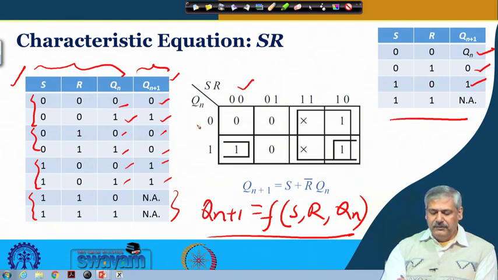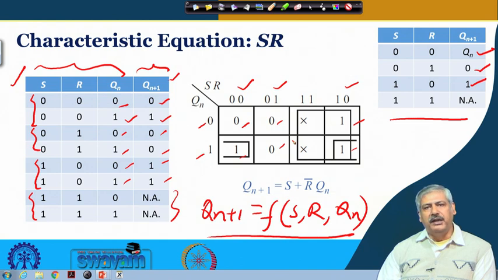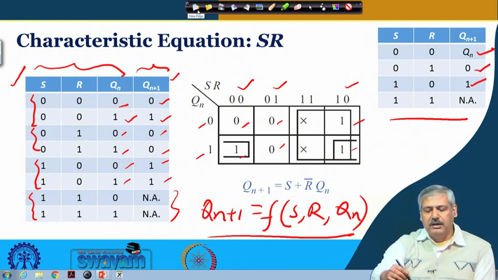For SR 0 0, if Qn is 0, then Qn plus 1 is 0; if Qn is 1, Qn plus 1 is 1. If it is 0 1, it is reset. If it is 1 0, it is set, and for 1 1, since it is not allowed, we put a don't care here. That means whether we get 0 or 1 from the equation does not matter, because that case of both being 1 will never appear at the SR flip-flop input. So, we shall use that don't care either as 0 or as 1 depending on how the groupings can be obtained and a minimized representation can be made available.